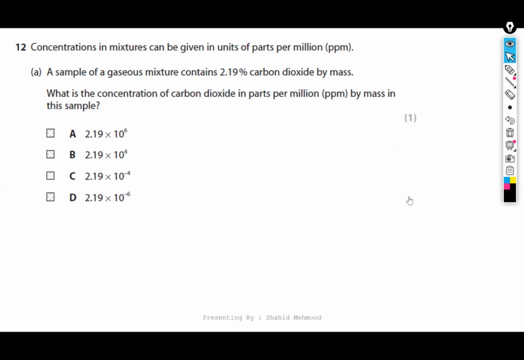The concentrations of mixtures can be given in units of parts per million, ppm. A sample of a gaseous mixture contains 2.19% of carbon dioxide by mass. What is the concentration of carbon dioxide in ppm by mass in this sample? Look here, we have two parts: one is the mixture and one is the concentration of carbon dioxide in this mixture.